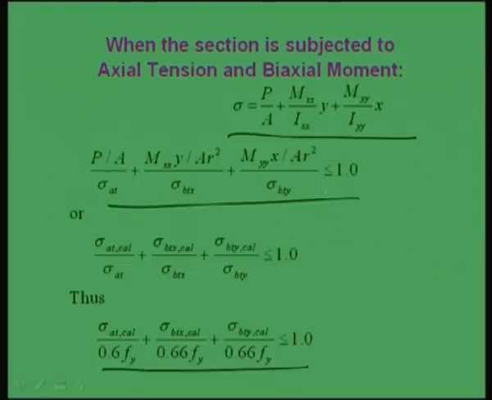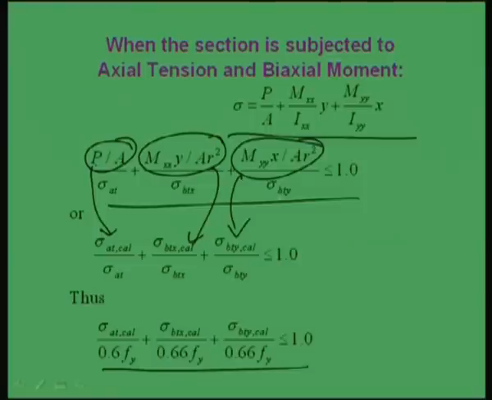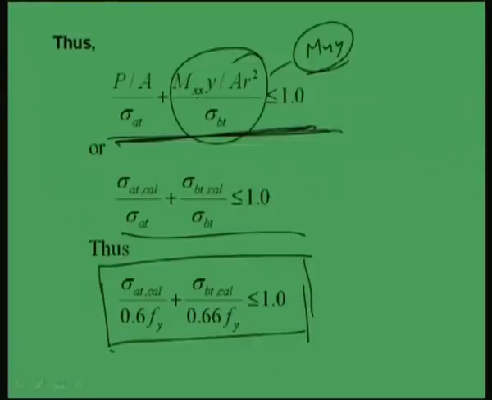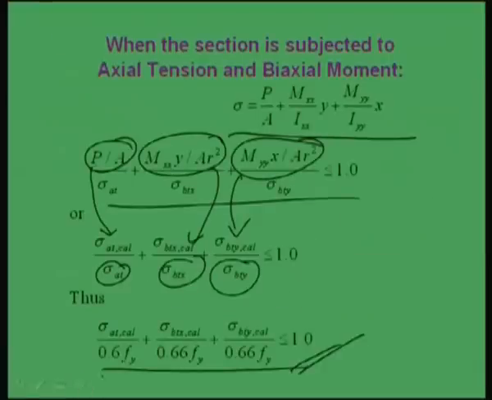Okay. Now this can be written as sigma AT cal, and this can be written as sigma btx calculated, and this can be written as sigma bty calculated. Okay. So now if we put these values as 0.6 fy and 0.66 fy, because sigma btx and sigma bty are nothing but the same because of the steel material we are taking. So this condition has to be satisfied. So these are the two conditions we have to satisfy. For uniaxial moment we have to satisfy this condition, and for biaxial moment we have to satisfy this condition, right.